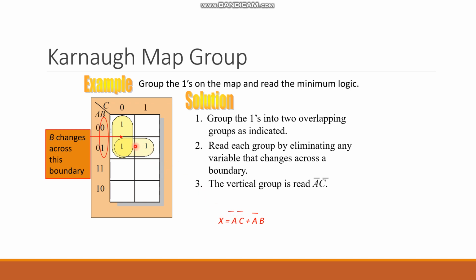How about the other group? This group, A has participated with A complement and B has participated with B. How about C? C has participated with C complement and C. So we are going to remove the C. And what do we have? A complement B. This is how you can simplify a Boolean expression within Karnaugh map.